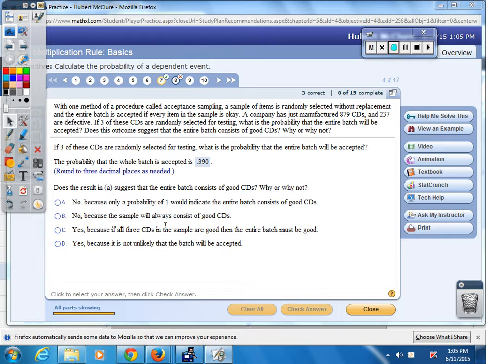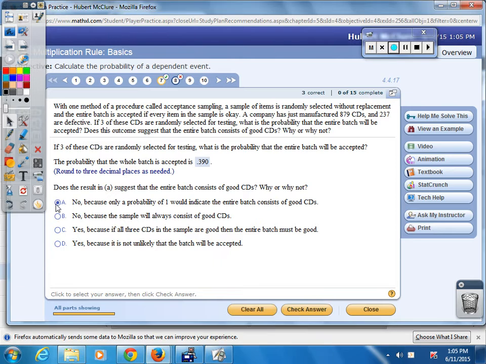Okay, because the sample will always consist of good CDs. No, because only a probability of 1. Yeah, I would say this one. Okay? Even 0.5 would be better than 0.39 because that way you have a 50-50 shot. So anything below 0.5, well, technically anything below 1 is not good.